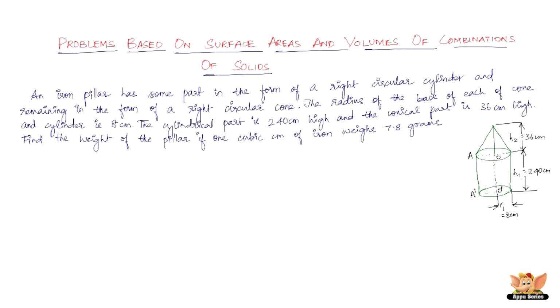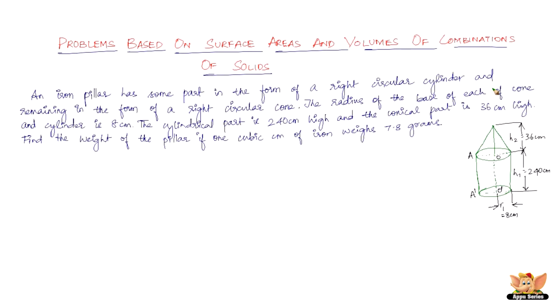In this video, let us solve problems based on surface areas and volumes of combinations of solids. That means we're going to have a cylinder and a cone joined, something like that. So it says that an iron pillar has some part in the form of a right circular cylinder. The lower part is the right circular cylinder and the remaining is in the form of a right circular cone. The top part is the right circular cone.